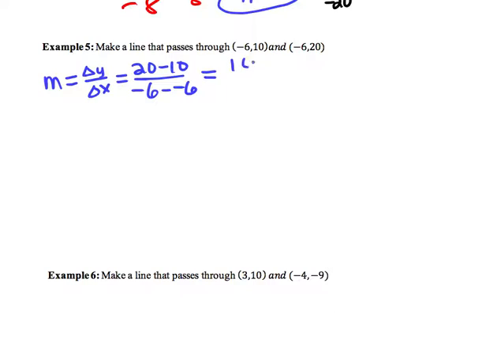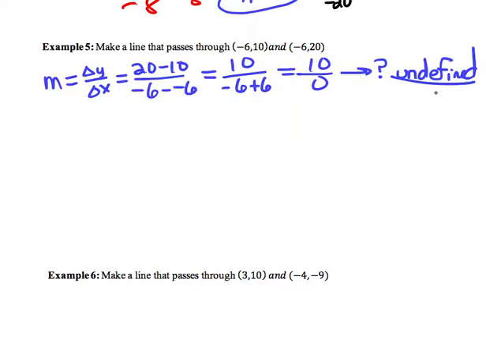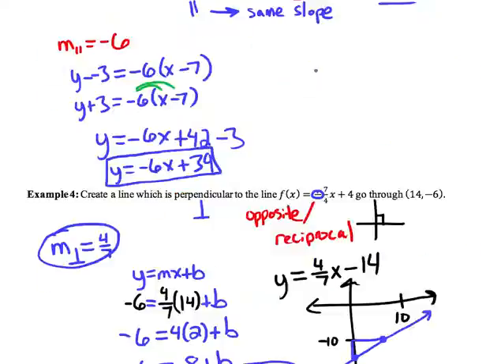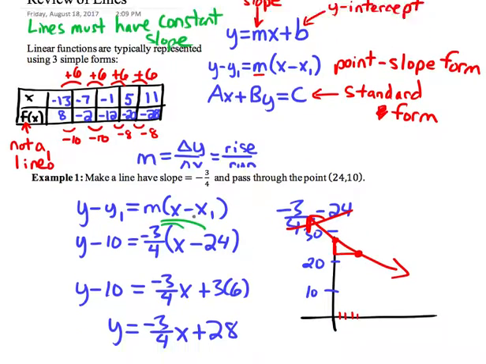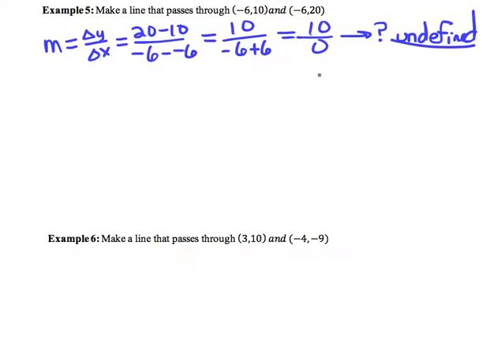Make sure you get all your negatives. So that's -6 plus 6, so that's 10 over 0. I don't think you can divide by 0. I think that's undefined. So how are we going to put something that's undefined up in either one of these? We can't stick it in and solve like we've been sticking in these numbers, right? So how are we going to do that?